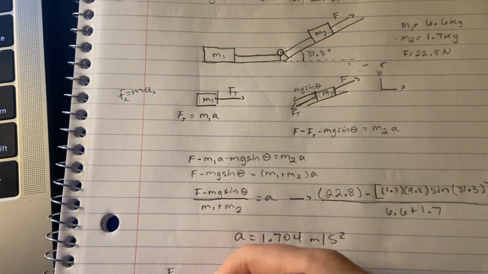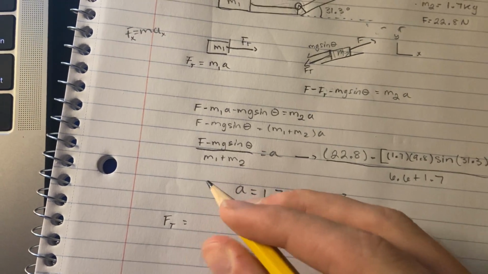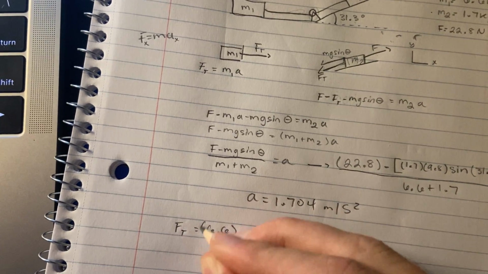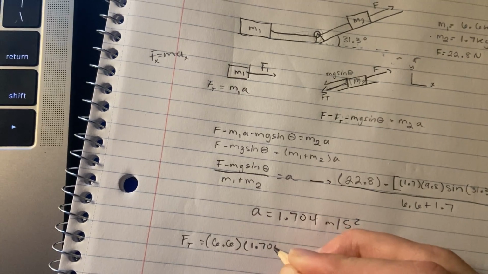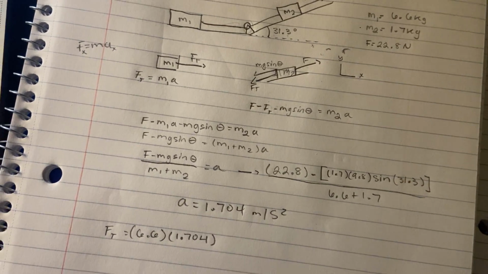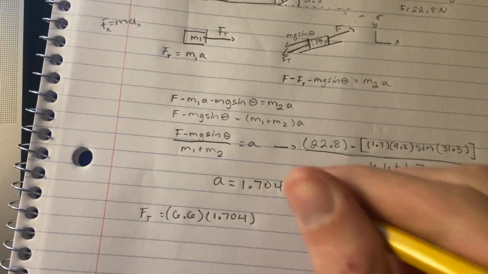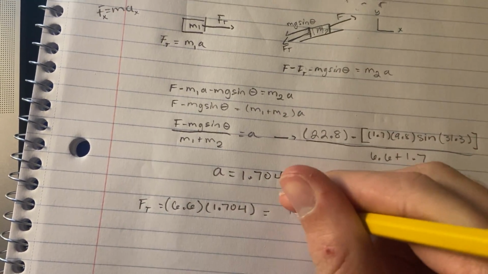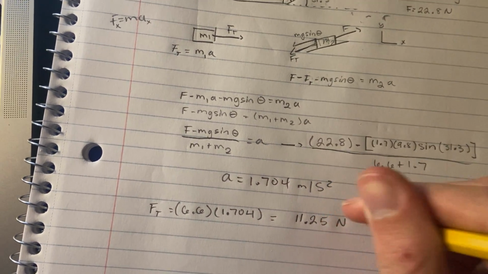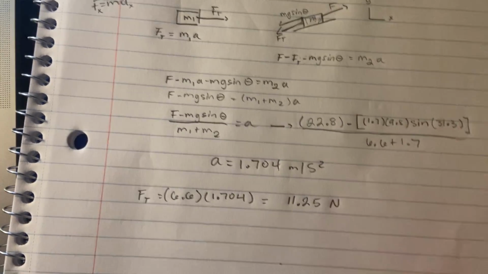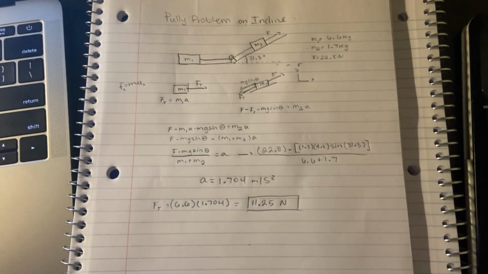So Ft is equal to m1, which is 6.6, times 1.704, and that is equal to 11.25 newtons. Yeah, and that'll do it for this problem. I hope this all makes sense for you guys, and good luck.